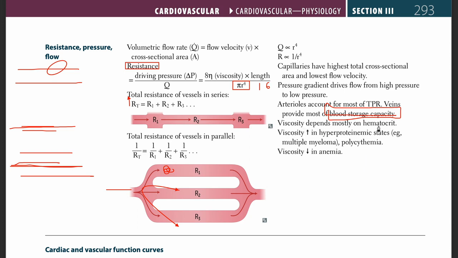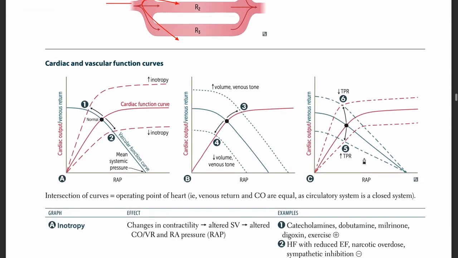Viscosity depends mostly on hematocrit, right? The more hematocrit, the increase in viscosity. Viscosity increases in hyperproteinemic states, for example, multiple myeloma, polycythemia, and then viscosity decreases in anemia.